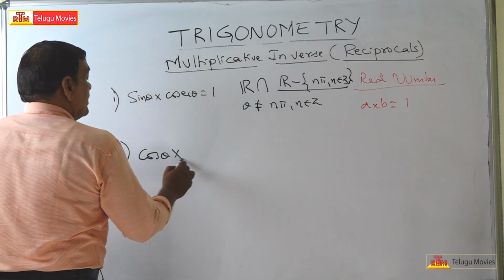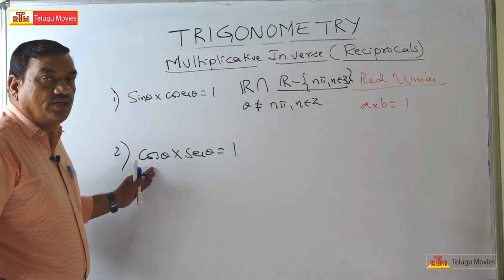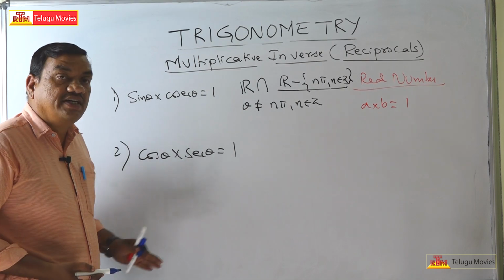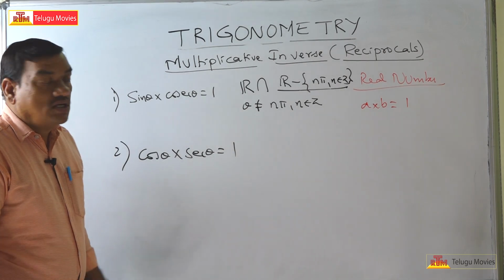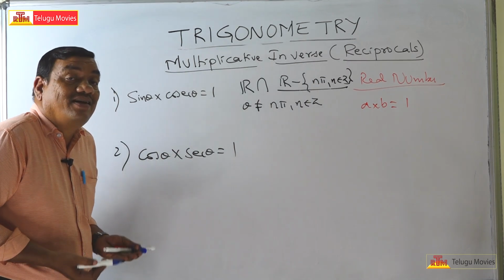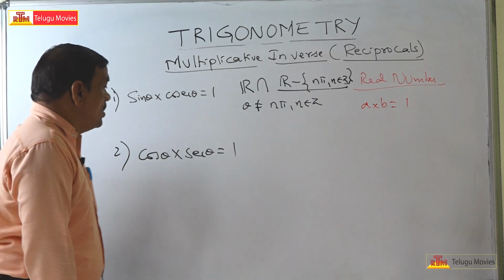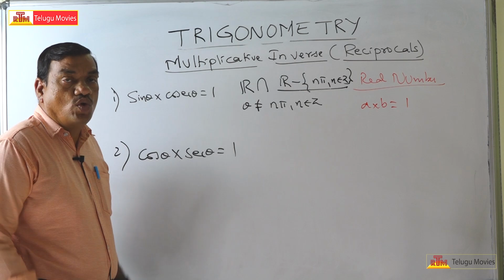cos theta into secant theta is equal to 1. Right, cos theta I already explained, and secant theta I explained. If you multiply those two ratios, you will get 1. So these two are real numbers, already explained. Cos theta and secant theta, they are real numbers. Okay, now, so when does this condition hold?